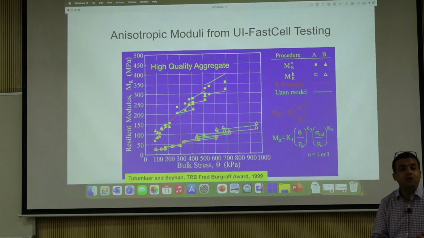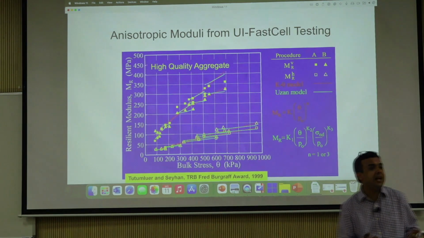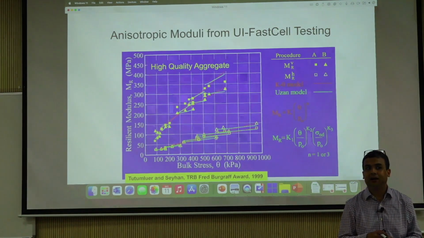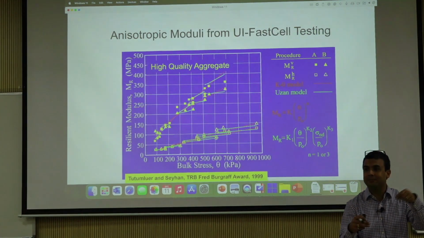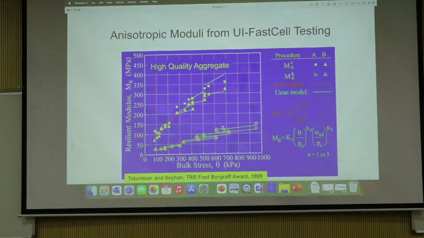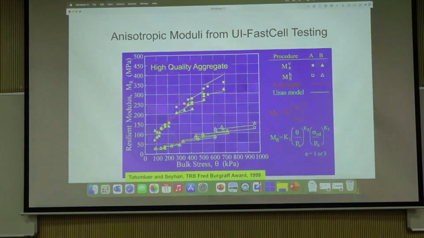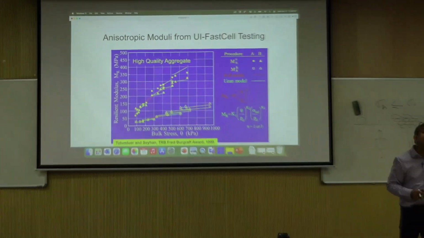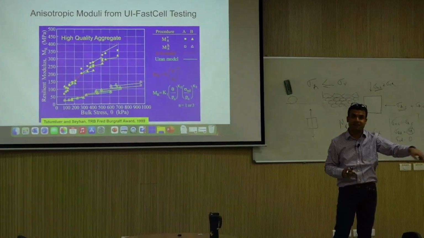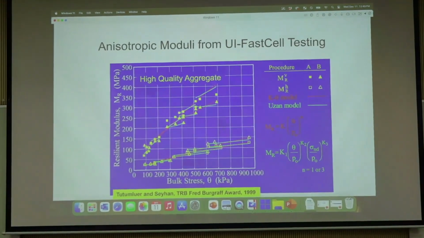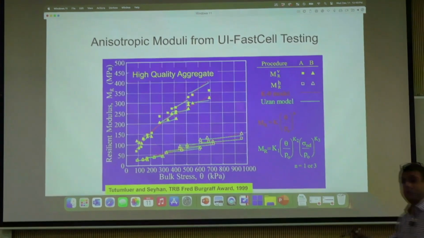What are you doing when you are modeling in layered elastic or traditional FEM and whatever that? You assign the same, right? So you are significantly over predicting, overestimating the horizontal modulus. So you are significantly under predicting the responses. When you consider anisotropy, your response will be a lot higher.